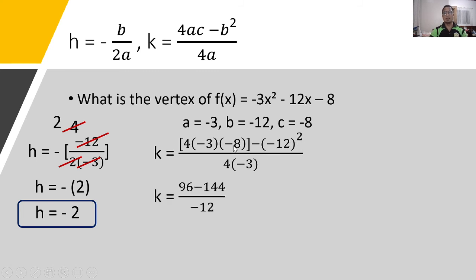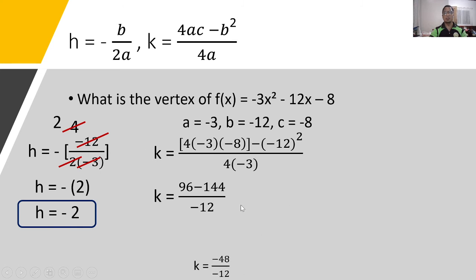Upon simplifying this, we have here now, this one is 96. And then, sir, bakit po ito yung negative pa rin? Kasi negative 12 times negative 12 is positive 144. Positive 144 times negative will give you negative 144. Okay? And then all over 4 times negative 3 we come up with negative 12.